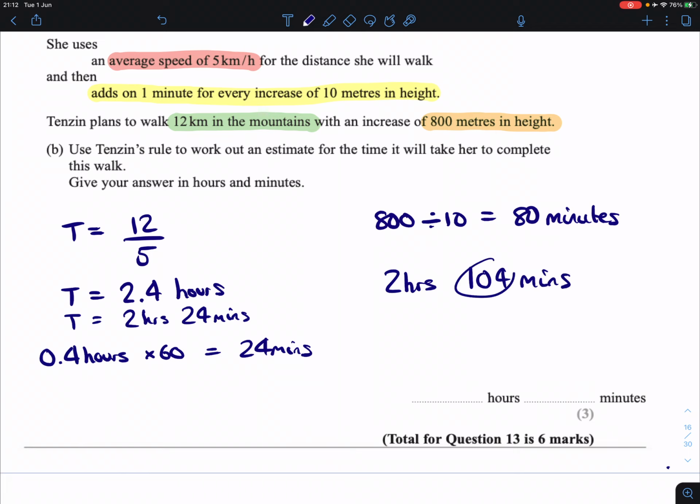Of course, 104 minutes is more than an hour, so if we borrow 60 of that, we will end up with 3 hours in total. And taking away 60 from 104 will leave us with 44 minutes left over. Done.